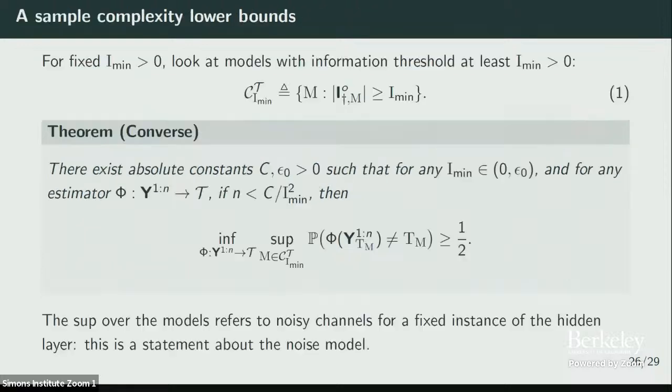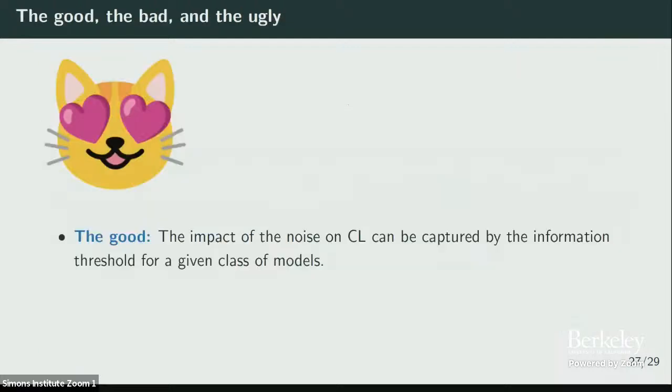We have a converse, which basically says that if you look at a class of models for which the information threshold is bounded away from 0, and you don't have at least 1 over that information threshold squared number of samples, your estimator will not work. So this is the minimax lower bound. Our contention is that this noisy information threshold actually characterizes the sample complexity. It's a function of the noise distribution.